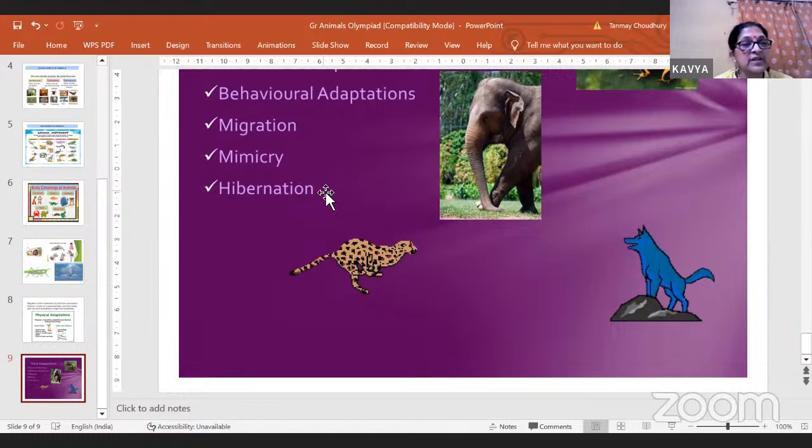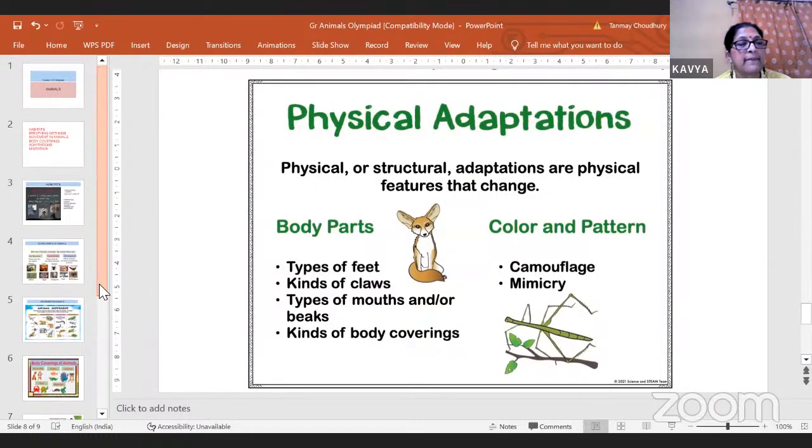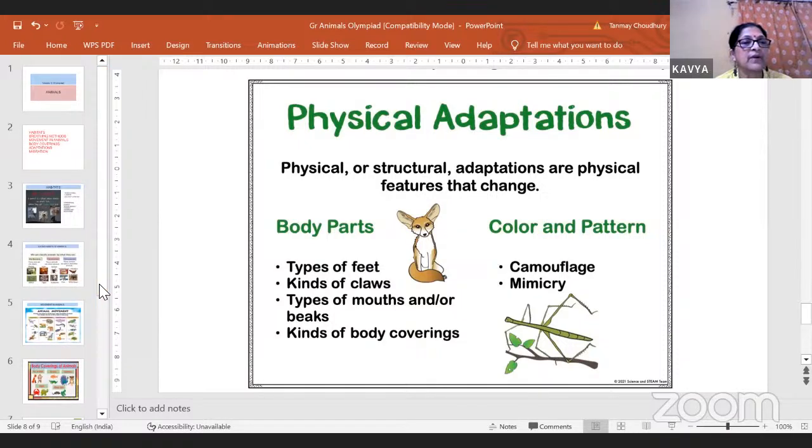And that winter sleep is known as hibernation. Many animals, for example, reptiles and snakes, go into hibernation during winter. So these are the topics which we will do. We'll quickly revise.